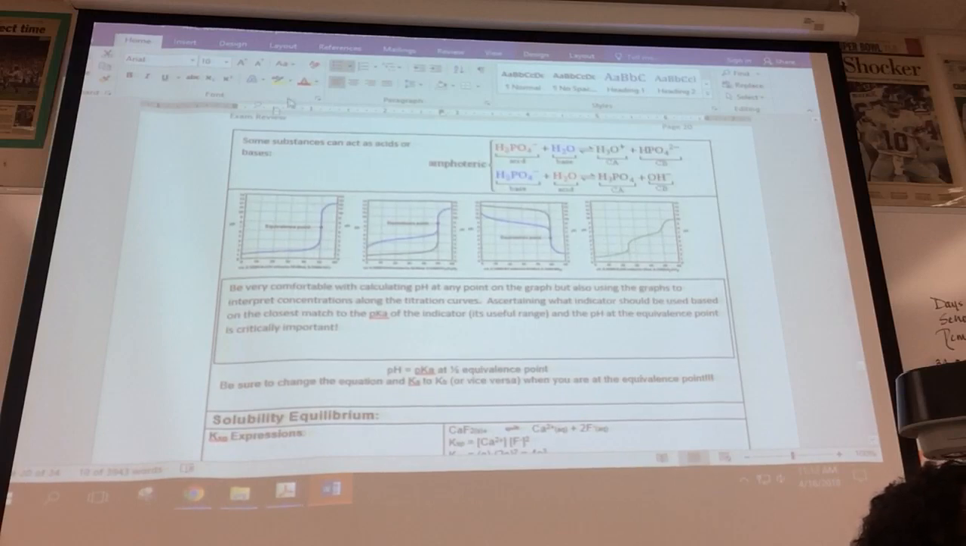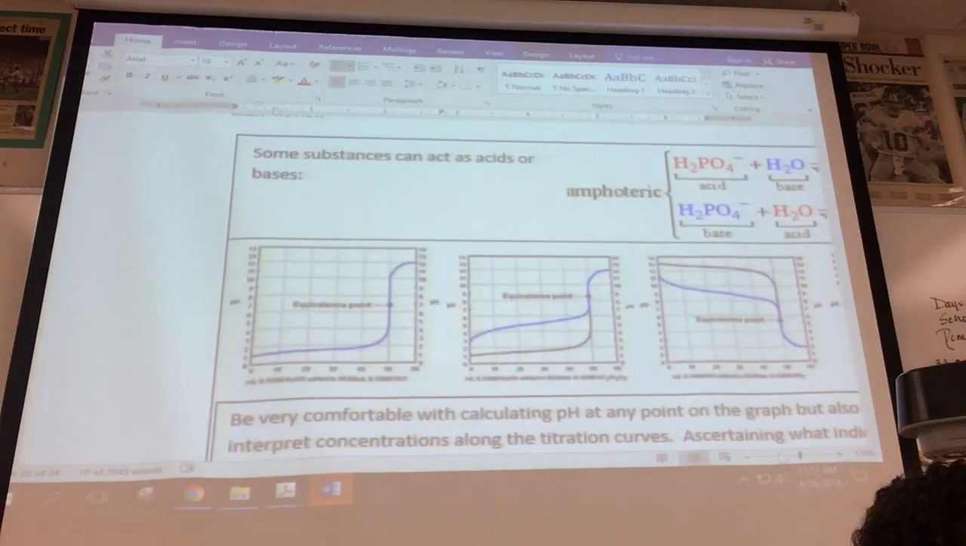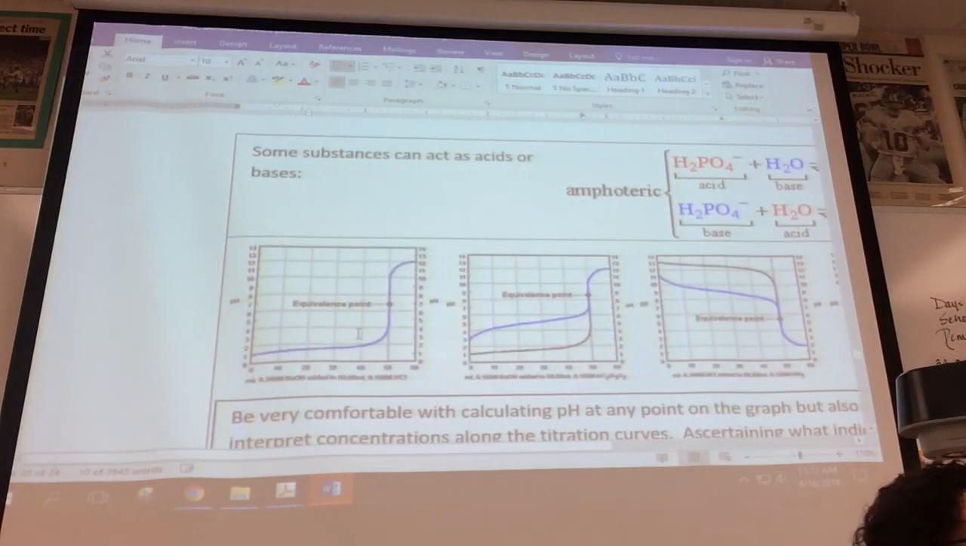Right away, looking at this first graph, let me blow it up a little bit so you can see. Wait, can hydrogen phosphate ion also act as amphoteric? Mono or di? Mono. Yes, can go either way.